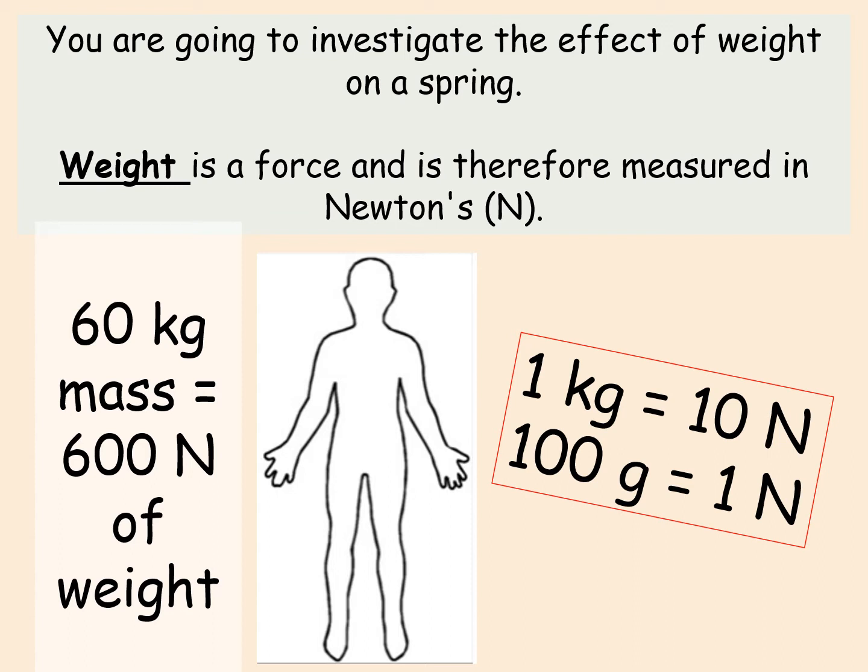Weight is a force and is therefore measured in newtons, so it's the force due to gravity pulling us towards the centre of the Earth. So on Earth, if you have 60 kilos mass, you have 600 newtons of weight. 1 kilo is 10 newtons.